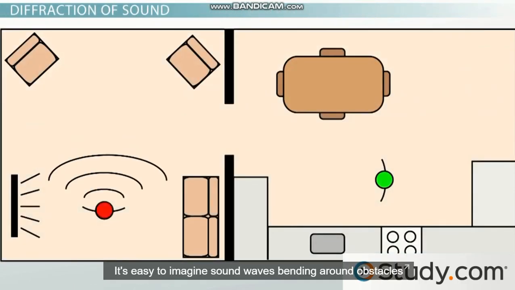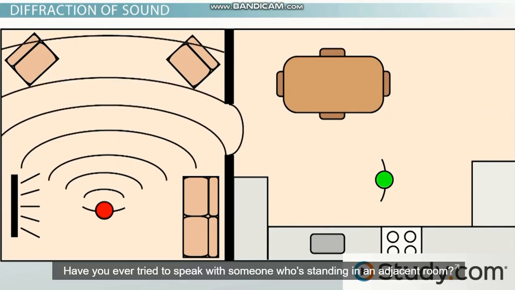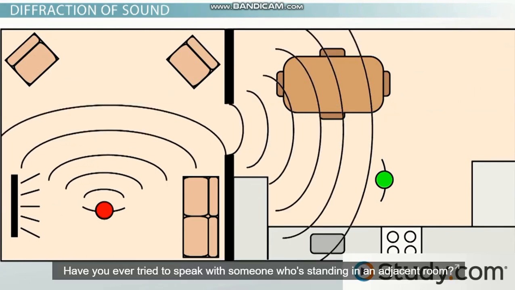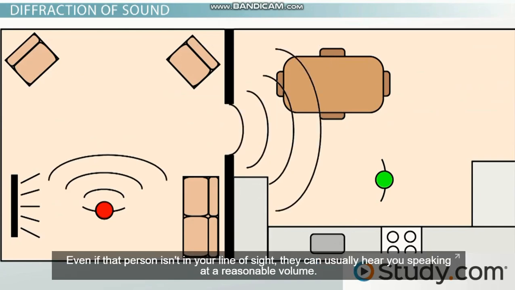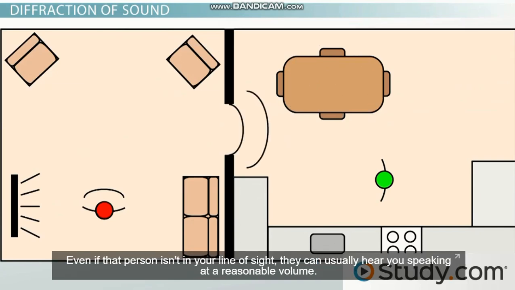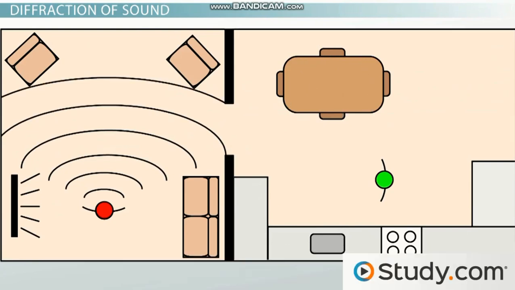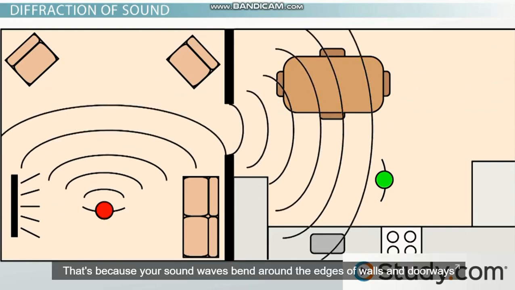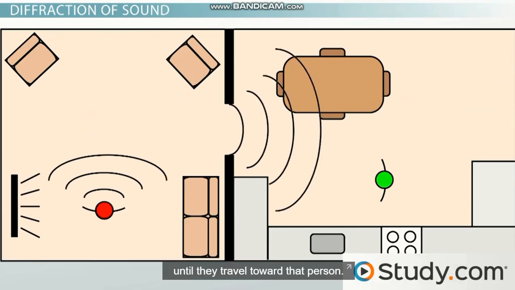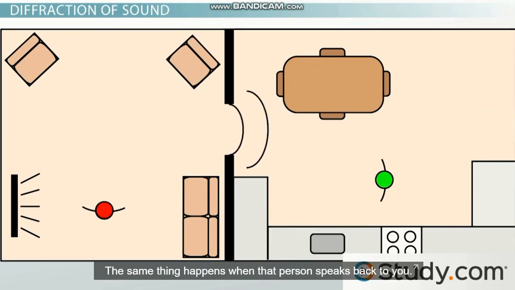It's easy to imagine sound waves bending around obstacles. Have you ever tried to speak with someone who's standing in an adjacent room? Even if that person isn't in your line of sight, they can usually hear you speaking at a reasonable volume. That's because your sound waves bend around the edges of walls and doorways until they travel toward that person. The same thing happens when that person speaks back to you.